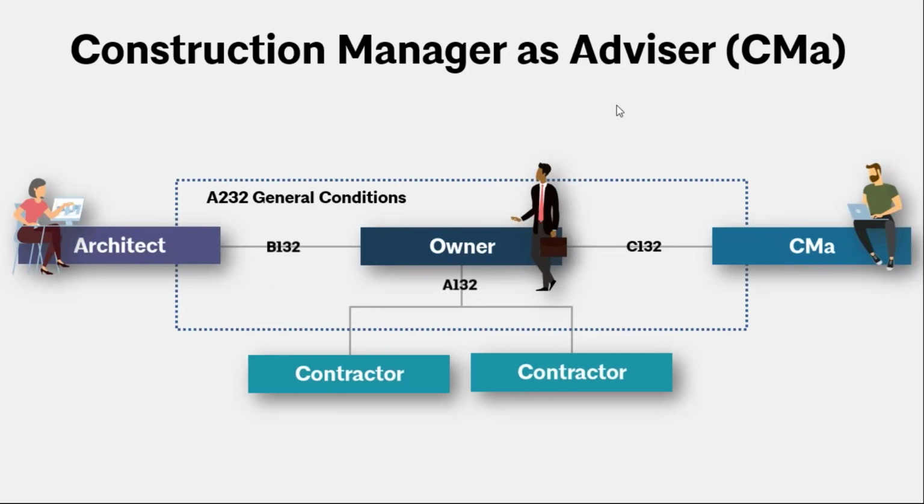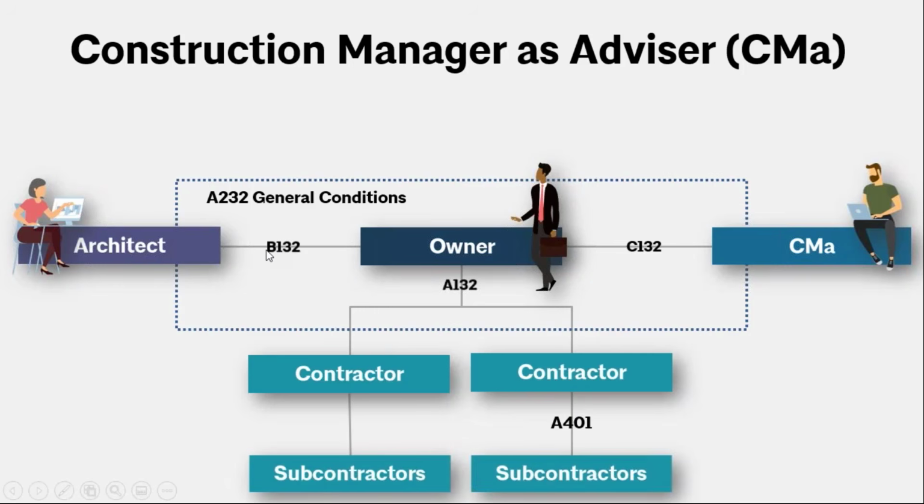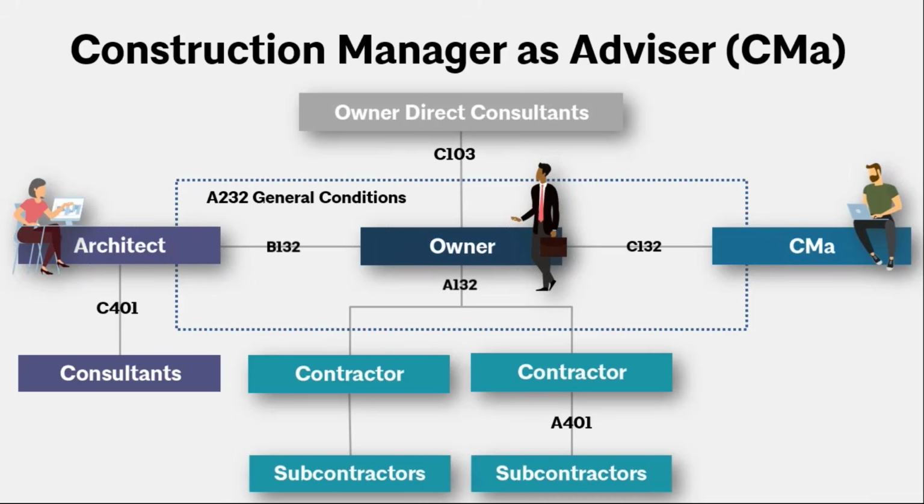So we have our CMA prime agreements here. You have your general conditions, similar setup. We also are going to have those sub-agreements as well. So for example, your contractors are going to hire subcontractors. That still uses that A401, that simple contractor-subcontractor agreement. And similarly, you're also going to have those consultant agreements. And those are the same ones we talked about earlier. Those work in this family as well, that C401 architecture consultant agreement and the C103 owner direct consultants agreement.